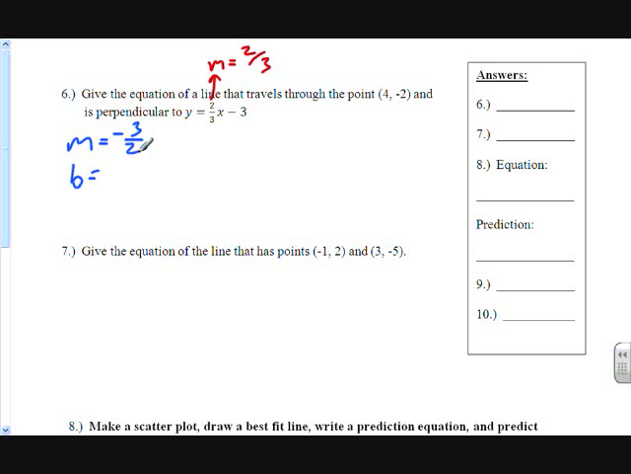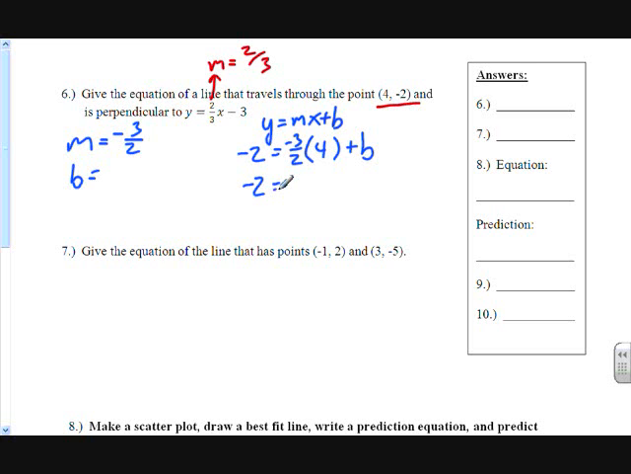And now to find the y-intercept, I do the same thing. I start with a fresh y equals mx plus b, and I plug in what I know. I know the slope is -3/2. I just need an x and a y value to plug in so I can solve for b. And once again, they've given me an x and a y value here. The 4 is the x value. The -2 is the y value. And now I just need to simplify this.